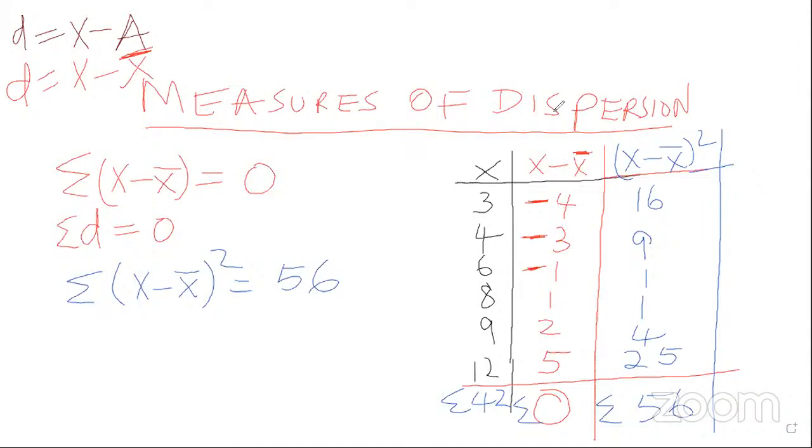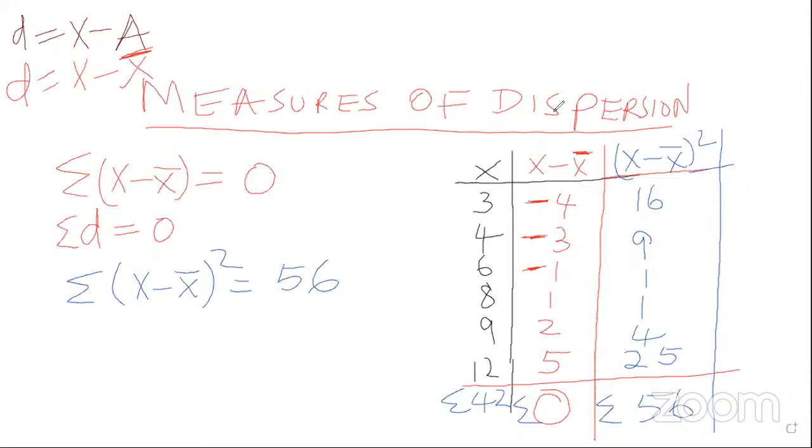We can say the first student was 4 marks below the class mean. The second student was 3 marks below the class mean. The student who got 6 was 1 mark below the class mean. So those 3 students had a negative contribution to the class mean. The student who got 8 was 1 mark above the class mean. The student who got 12 was 5 marks above the class mean. And we said those are called the deviations from the mean.